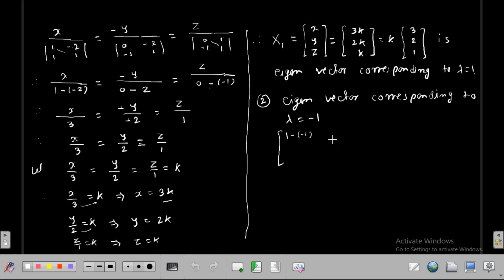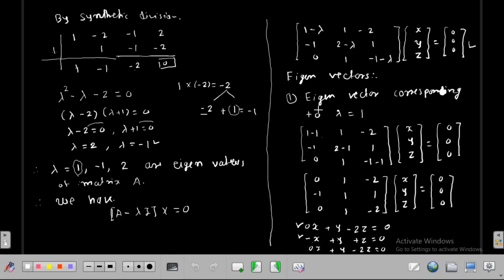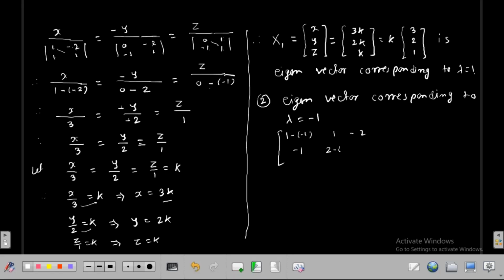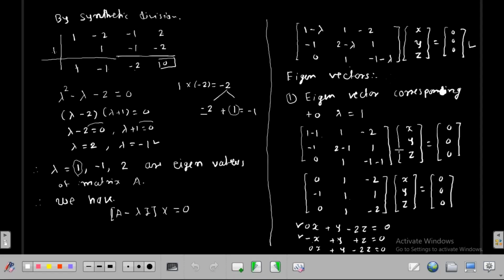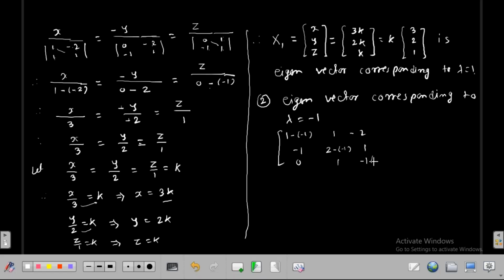1 minus (-1), then second number as it is 1 and -2, second row -1, and here 2 minus (-1), and here 1, last row 0, then 1, then here -1, minus of -1 is closed. So write the unknown variable vector x, y, z equal to 0, 0, and 0.